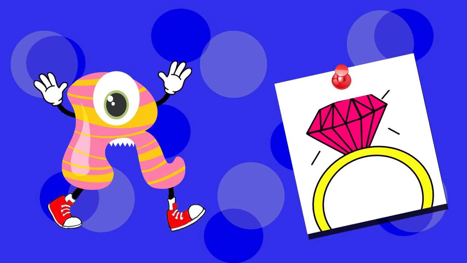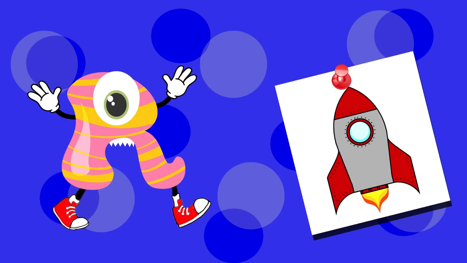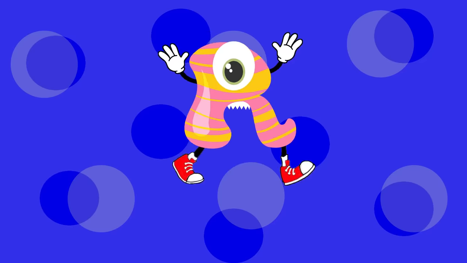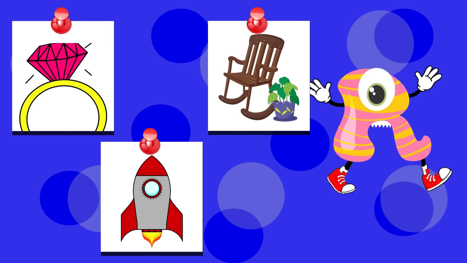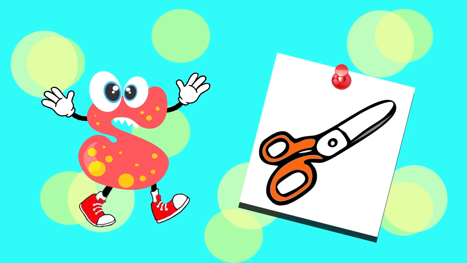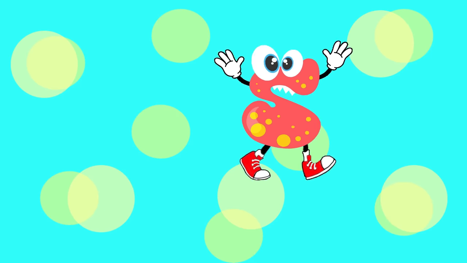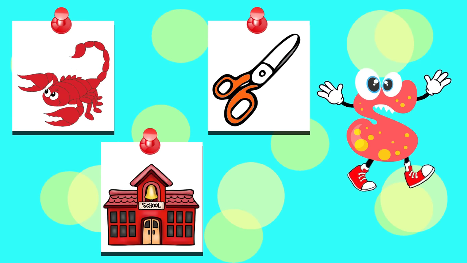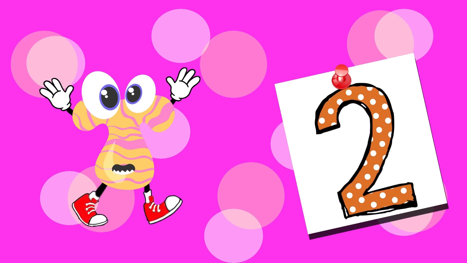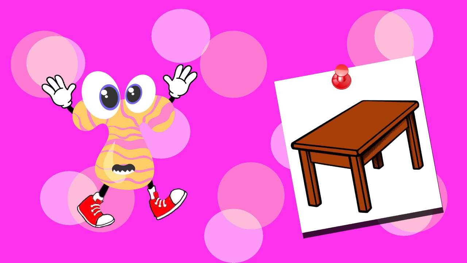R for ring. R for rocking chair. R for rocket. S. S for Scorpio. S for scissor. S for school. T. T for two. T for tomato. T for table.